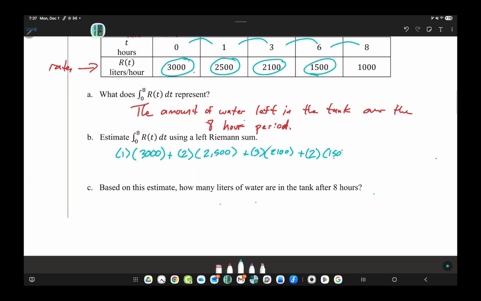Now, simplifying this, that gives you 3,000 plus 5,000, which is 8,000, plus 6,300, which is 14,300, plus 3,000, which is 17,300. Since this is about net change, and this is not any type of rate here, this is liters.